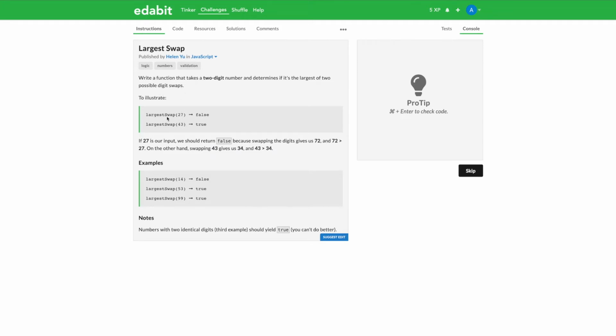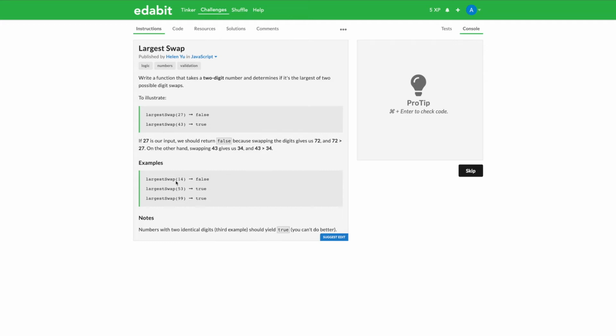So okay, to illustrate, they gave us some examples. Largest swap is 27 false and 43 true. I guess what they're saying is, or well, it explains right here, if 27 is our input, we should return false because swapping the digits gives us 72, and 72 is greater than 27. On the other hand, swapping the 43 gives us 34, and then that's not greater than.